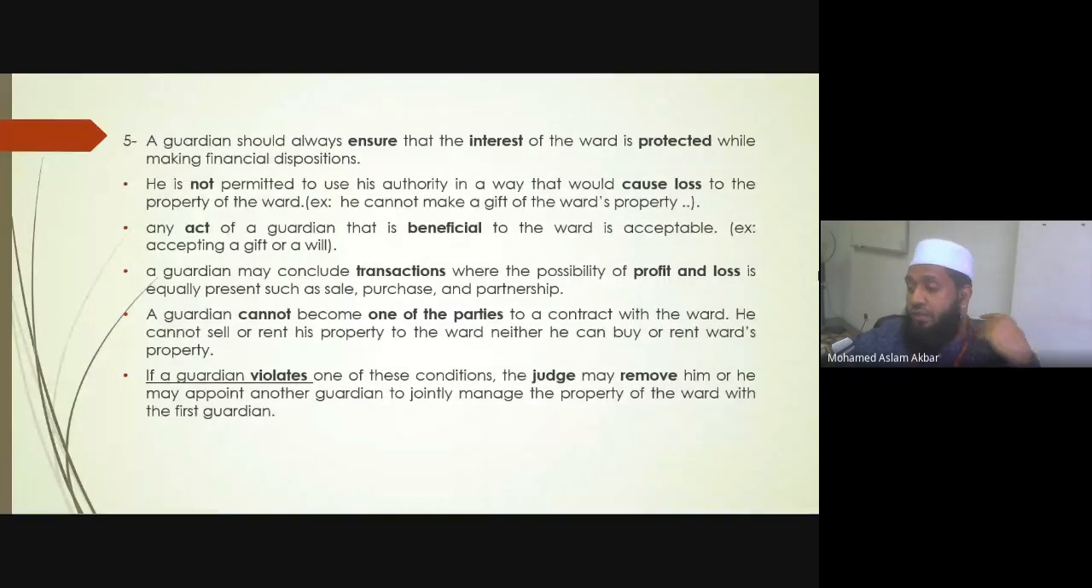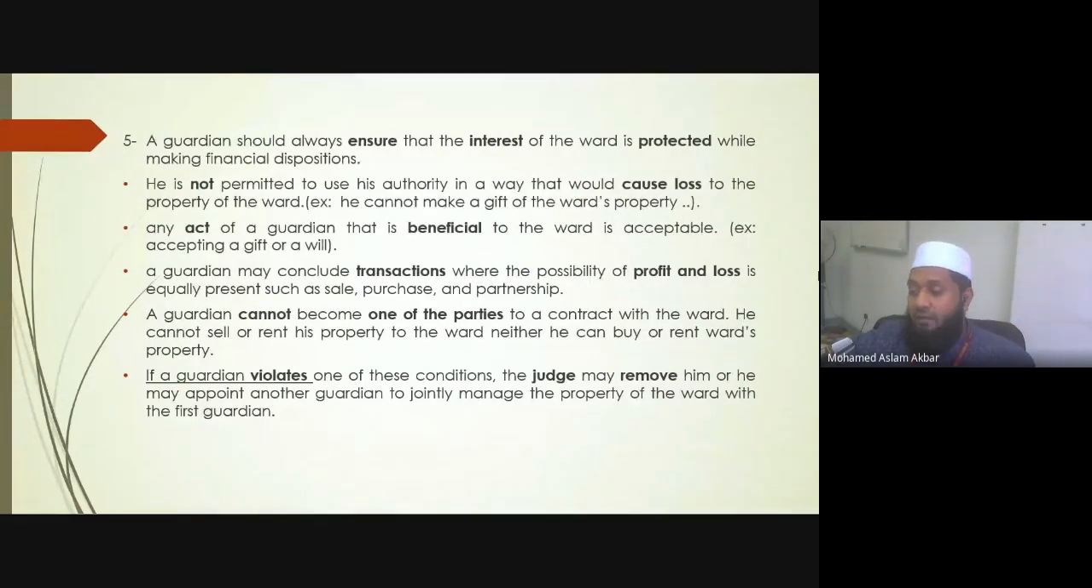Also, a guardian should always ensure the interest of the ward is protected while making financial dispositions. He is not allowed to put the money in something which can cause loss. Anything beneficial, he can do. For example, accepting a gift or will, but he cannot pass a gift to somebody, because that is not his money, it is the child's money, isn't it? He can accept gifts. Whatever benefits the child's property, he can do. Whatever is not beneficial and causes loss, he is not allowed to do.